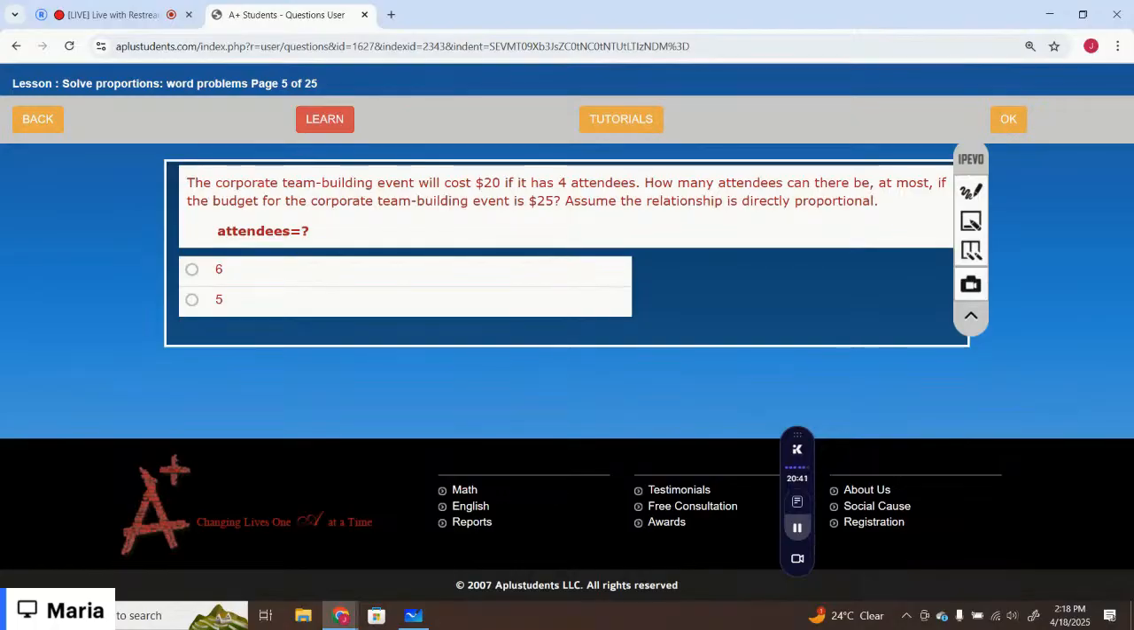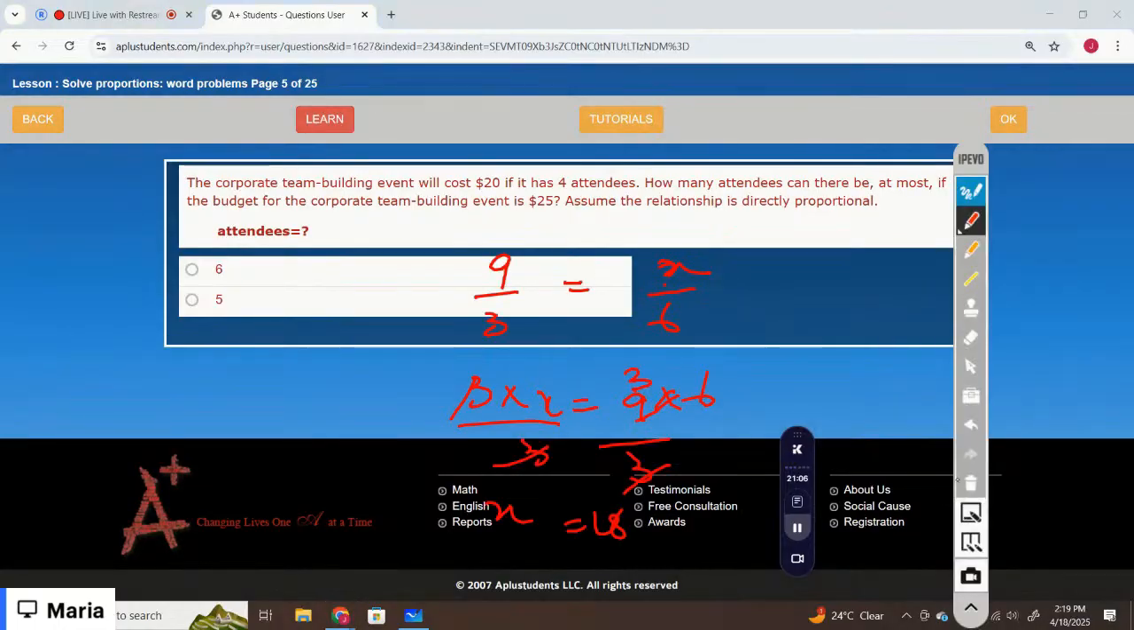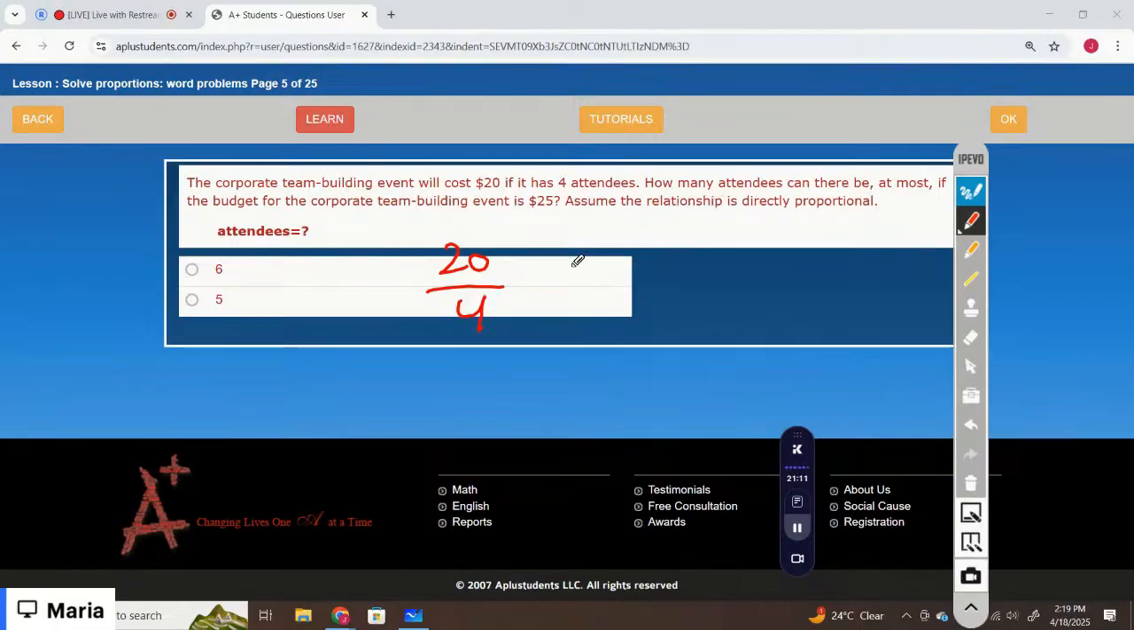The corporate team building event will cost $20 if it has 4 attendees. How many attendees can there be at most if the budget of the corporate team building event is $25? So, which is the correct option? $20 for 4 attendees. How many attendees if the budget is $25?